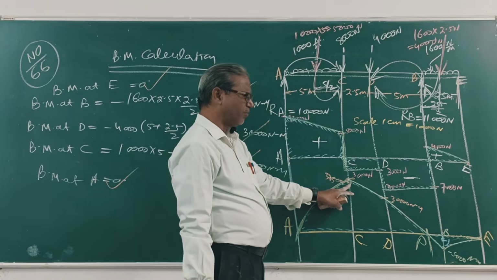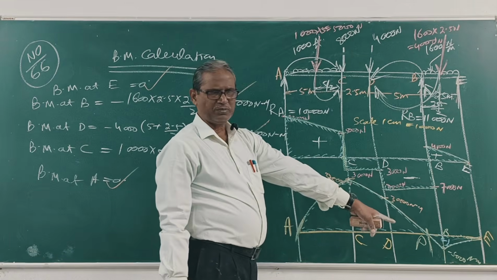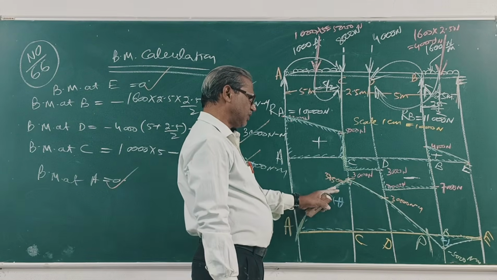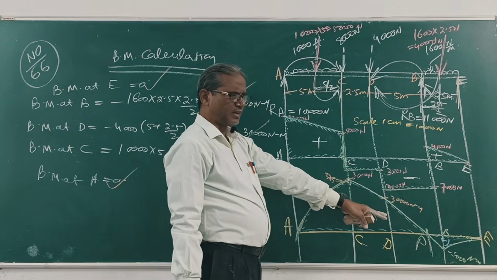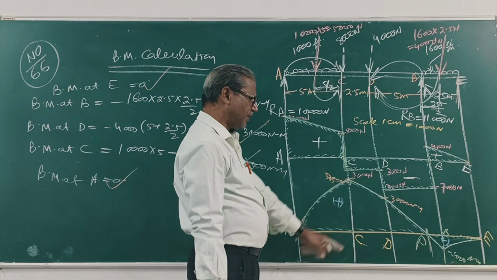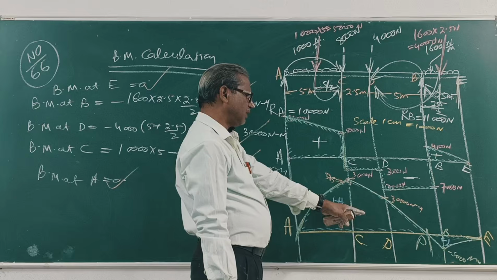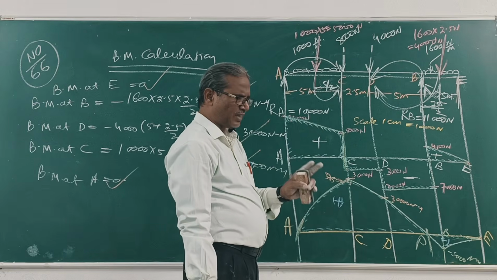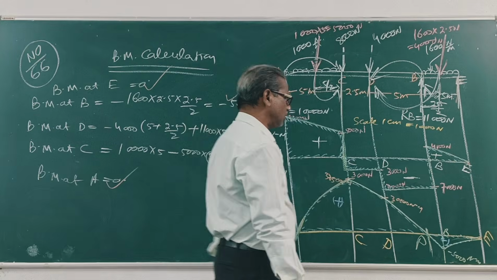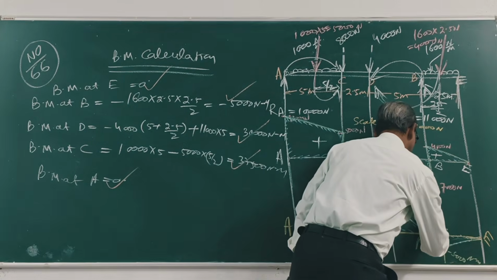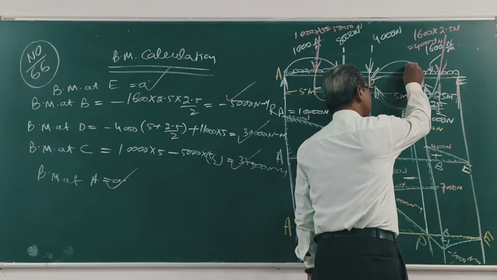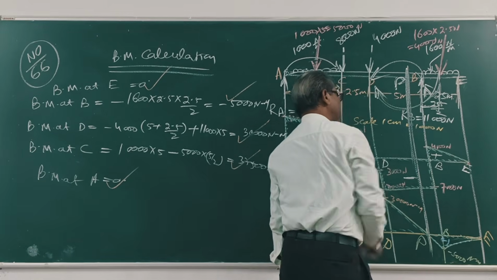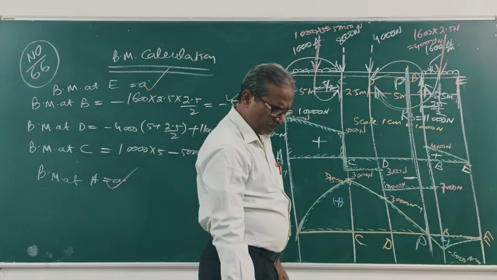So at point C, the BM is maximum, 37,500 Newton meter. At B also, the BM is maximum, minus 5,000 Newton meter. This is the negative side, this is the positive side. This is plus side maximum, this is negative side maximum. Similarly, at point P, the BM changes sign. So at this point, the point of contraflexure lies. At this point, BM is 0. This is point P. Clear?